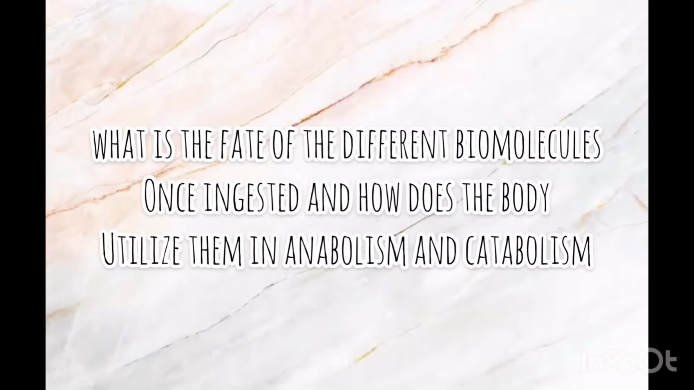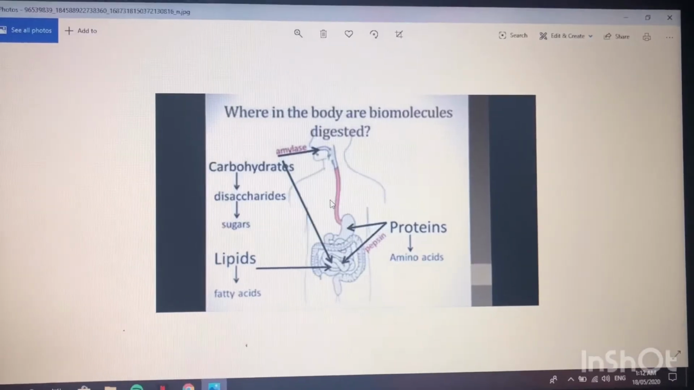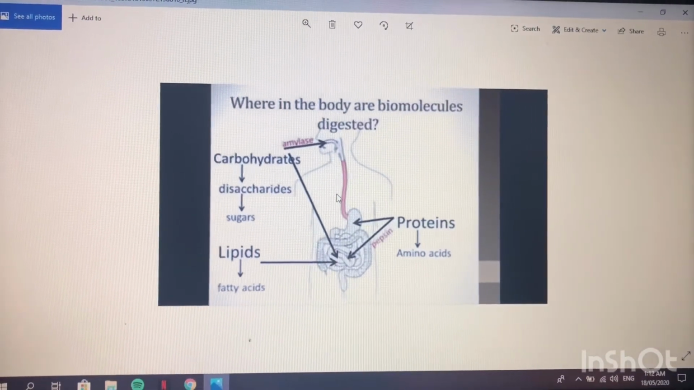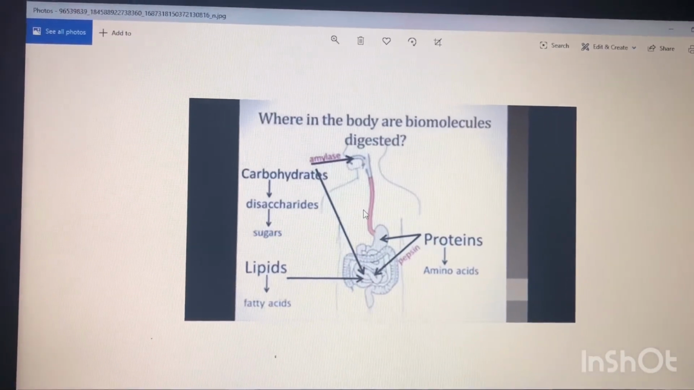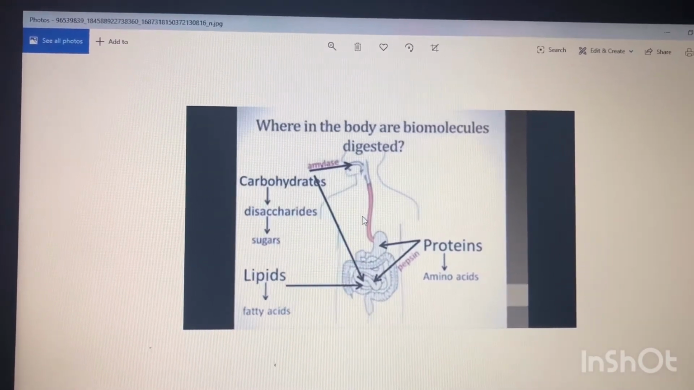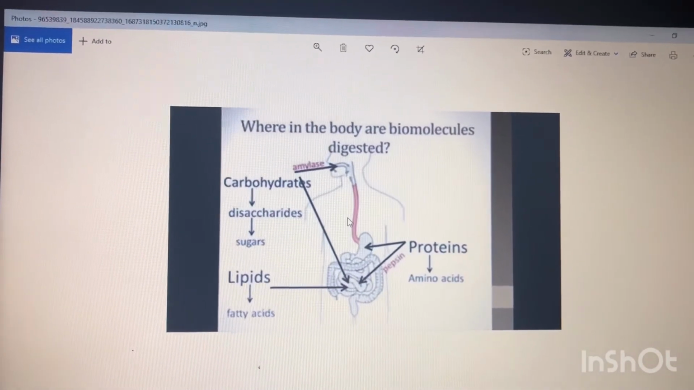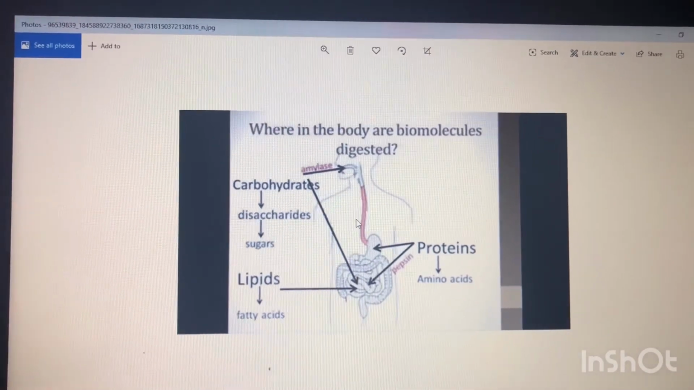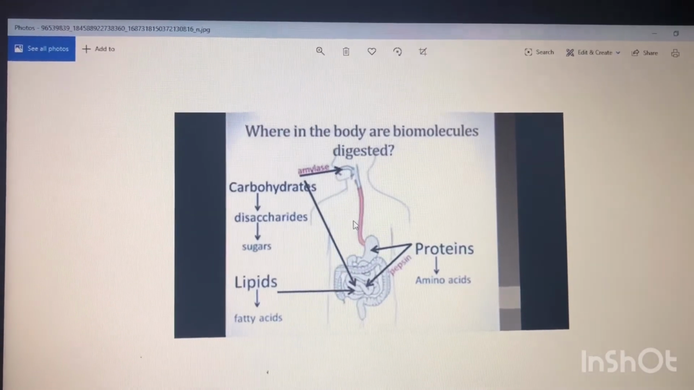What is the fate of the different biomolecules once ingested, and how does the body utilize them in anabolism and catabolism? So here is a diagram of the state of the biomolecules once digested. So the carbohydrates turn into disaccharides, then to sugars, while lipids to fatty acids, then proteins to amino acids.